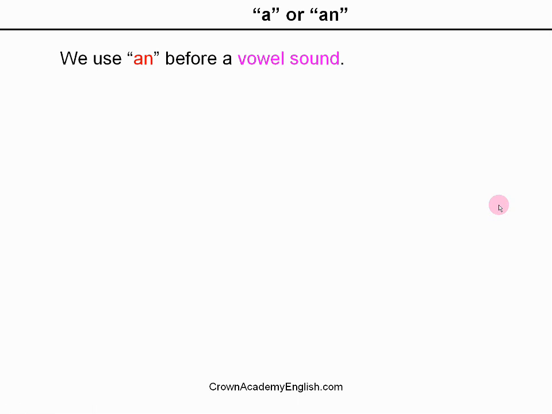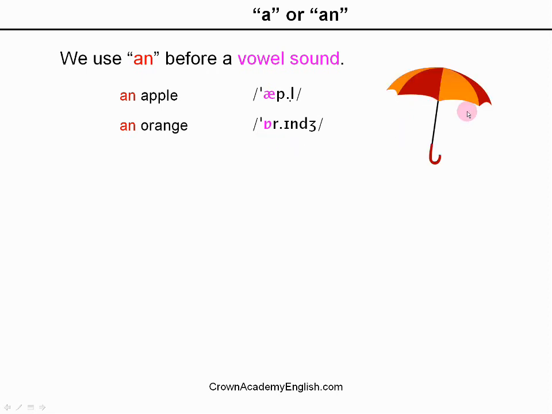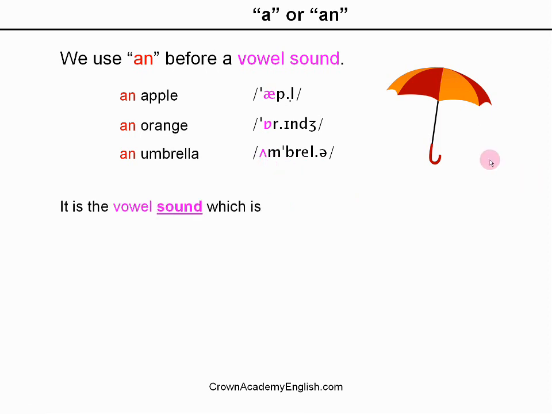And we use an before a vowel sound. Example, an apple starts with a vowel sound. An orange, it's a vowel sound. And finally, an umbrella. And again, we have the same rule. It is the sound which is important. It is the vowel sound, not the spelling.